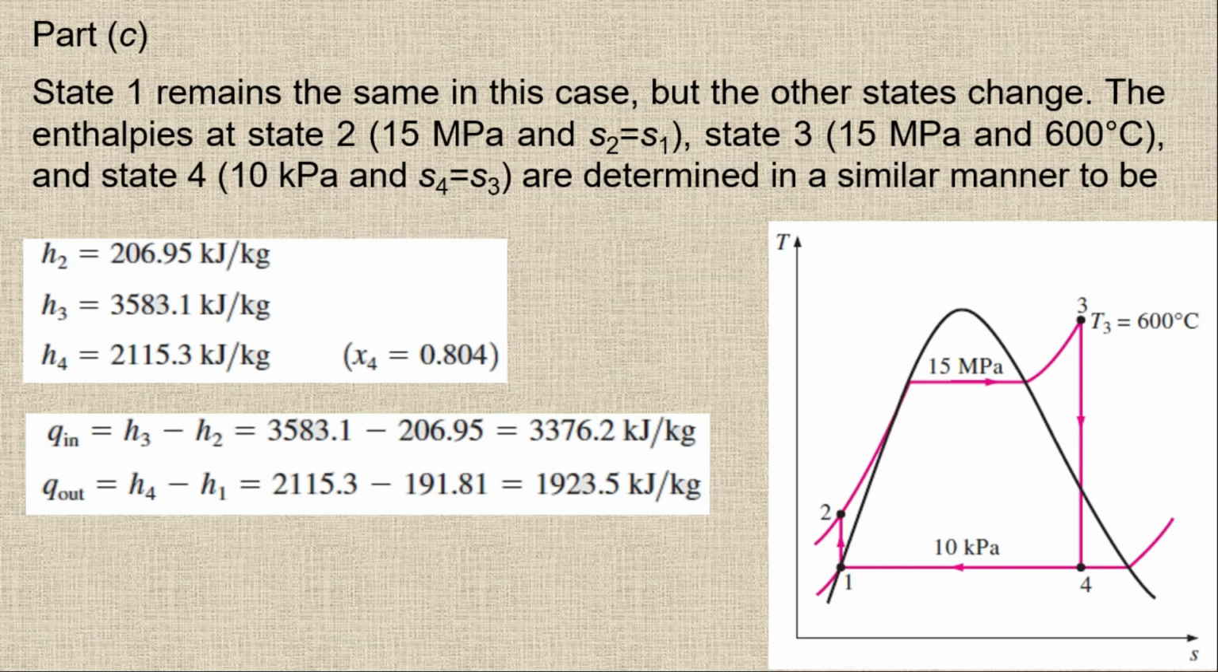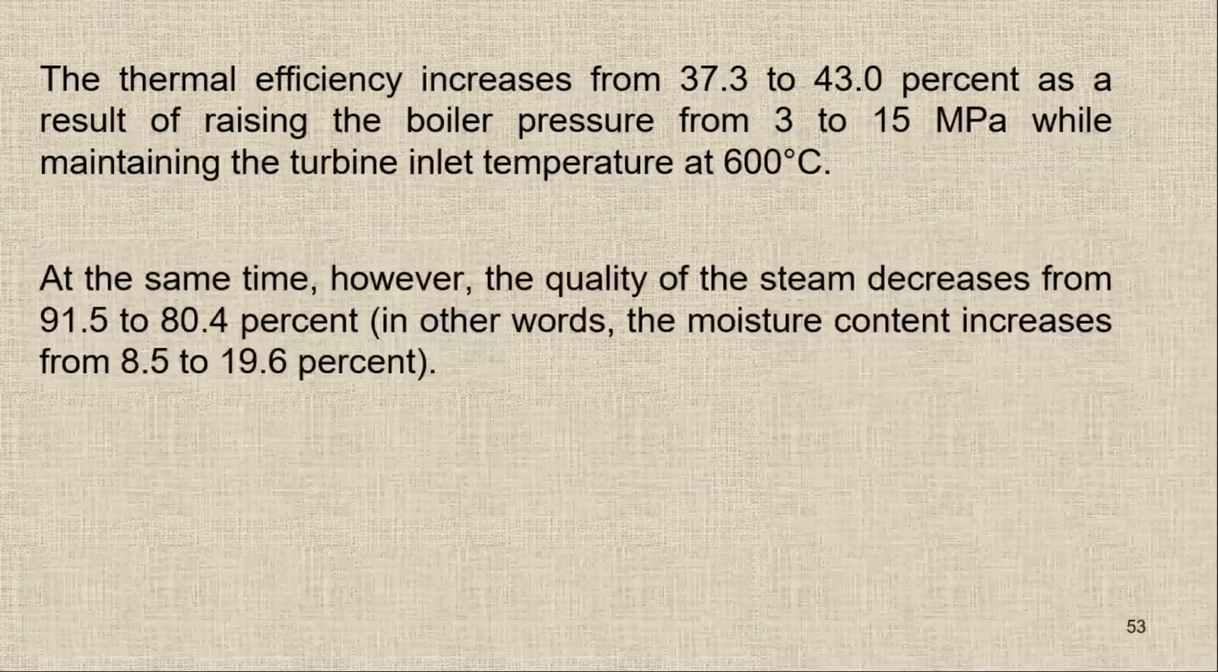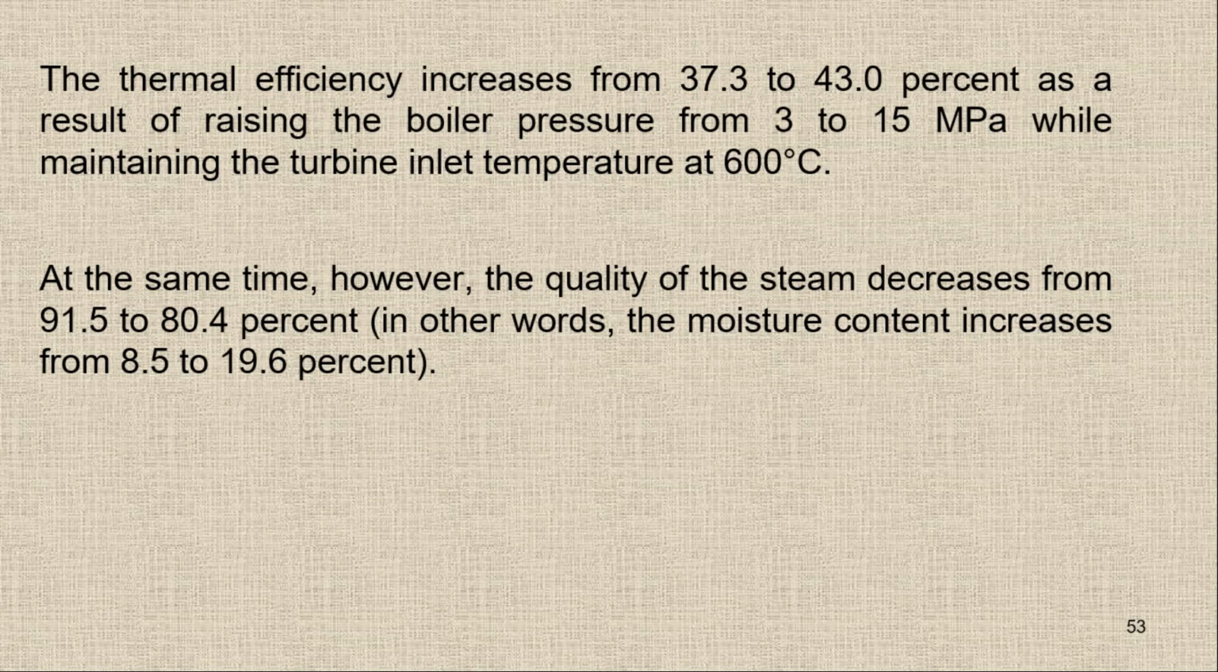So we have the Q out, which is 1923.5, and we have the Q in, which is 3376.2. So the efficiency will be around 43%. So here we have got the increase in the efficiency from 37.3% to 43%, because we have changed the boiler pressure from 3 megapascal to 15 megapascal.